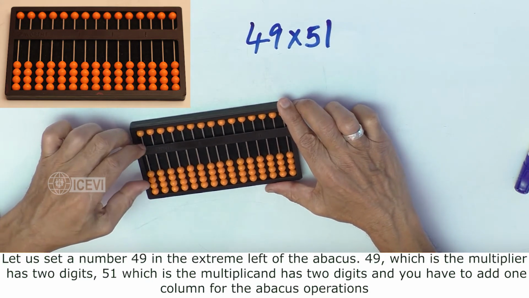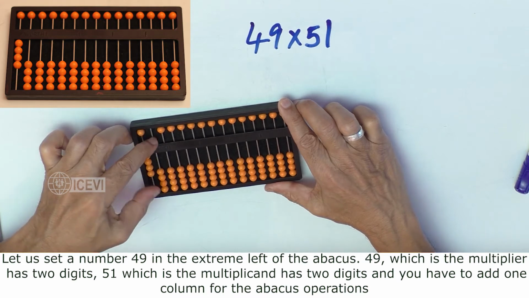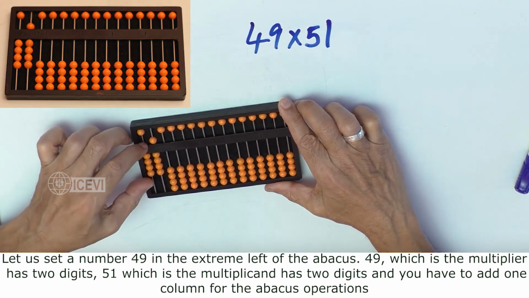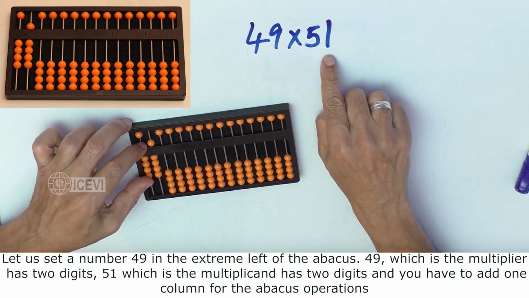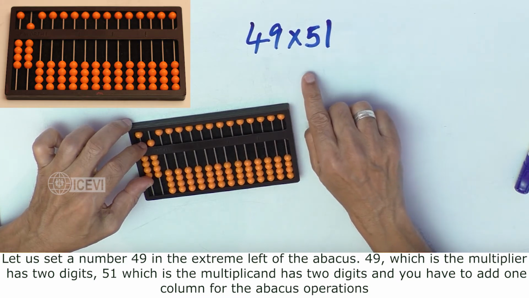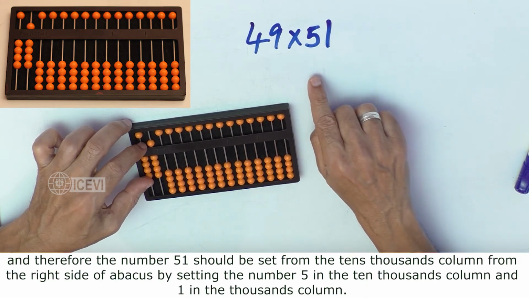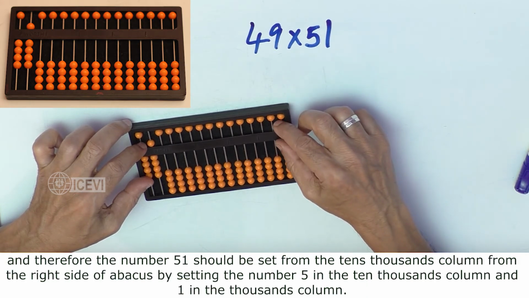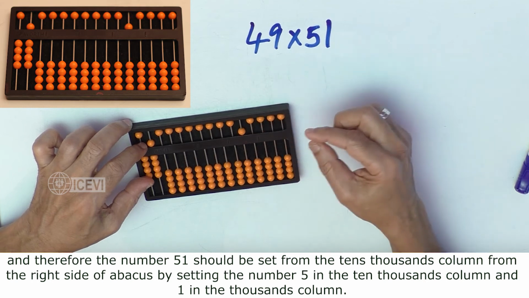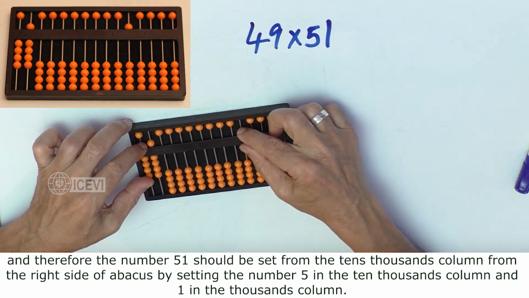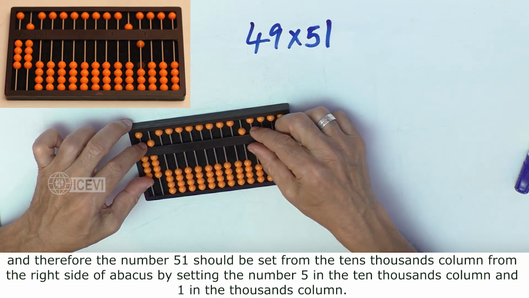Let us set the multiplier in the extreme left of the abacus. As the multiplier has two digits, the multiplicand 51 also has two digits, and now we have to add one column for abacus operations, and therefore the number 51 should be set from the 10,000s column from the right side of the abacus. That is, we have to set the number 5 in the 10,000s column, and the 1 should follow it in the thousands column.